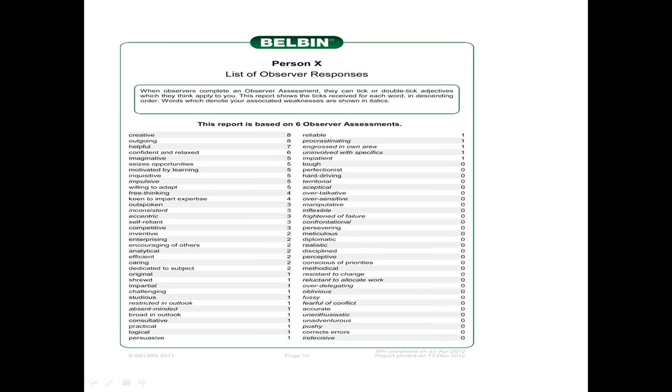The observer responses, I'm going to quickly gloss over this. Those in italics would be seen to be the allowable weaknesses we need to look at. Those not in italics would be, if you like, the points that are seen as generally most helpful. So creative, outgoing, helpful. And this is done for each of the observers. Next slide, please.